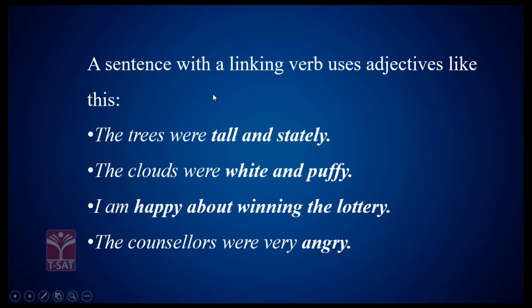A sentence with a linking verb, we discussed about these linking verbs in the verb section. A sentence with a linking verb uses adjectives like this in the following sentences. The trees were tall and stately. How were the trees? They are tall and stately. Then the clouds were white and puffy. In the earlier examples we have discussed about them, again we are trying to discuss about them. How were the clouds? They were white and puffy.